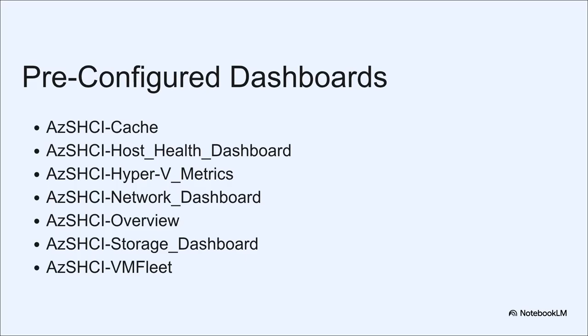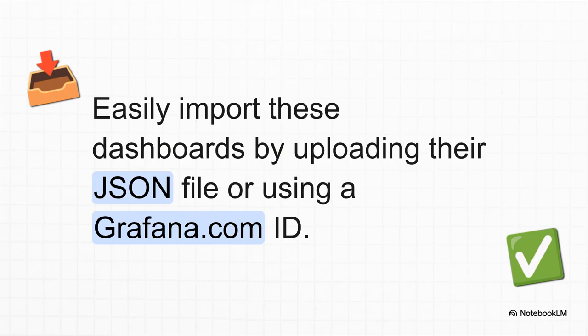And what's so cool is that you don't even have to start from scratch. There's a whole set of pre-built dashboards made specifically for Azure Local. You can get instant visibility into your cache, host health, Hyper-V metrics, network, storage, your whole VM fleet right out of the box. And getting these dashboards into your Grafana is ridiculously easy. Seriously, you just go to the import function and you either upload the dashboard's JSON file or just paste in its ID from the public Grafana website. It takes like a few clicks and you've got a professional-level dashboard ready to go.